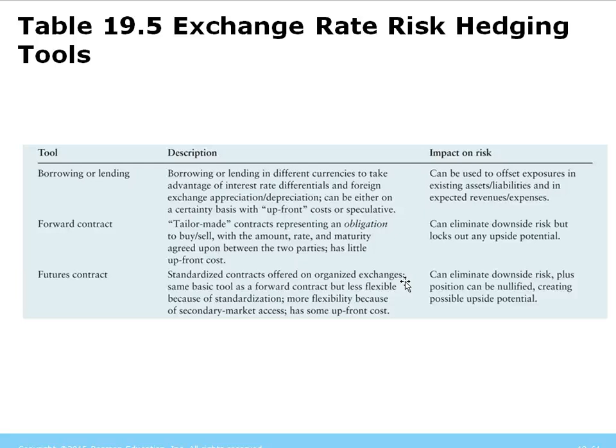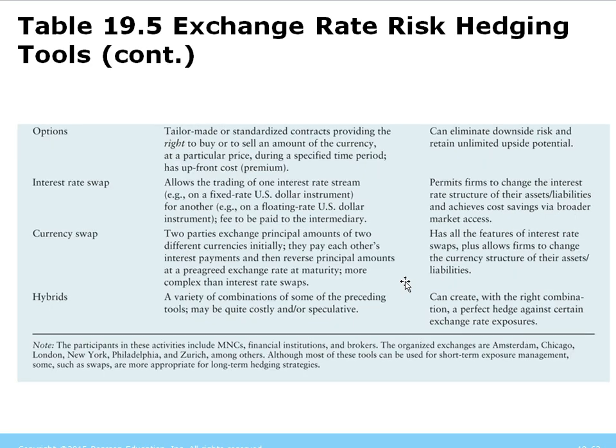You could represent the obligation in a forward contract, which is a very tailor-made, specific contract to buy or sell currencies at a specific rate. But you're locked in here, and you can eliminate the downside risk, but it locks out any upside potential. And you can also do a futures contract, which will eliminate the downside risk. Plus, the position can be nullified to create some possible upside. A futures contract is a contract through the futures market that's more generic and more easily tradable, whereas the forward contract is really not tradable. Now you have the option markets.